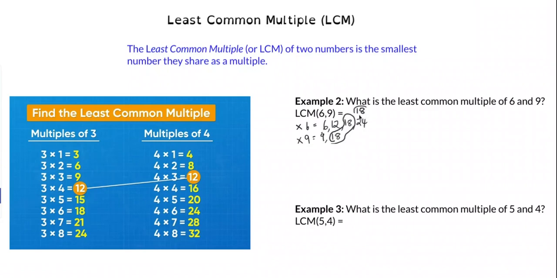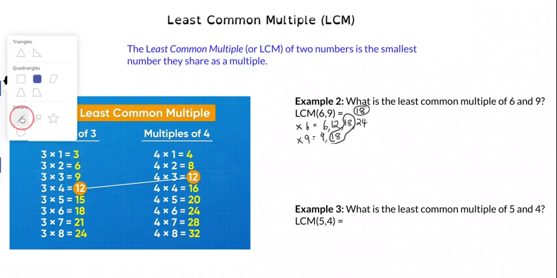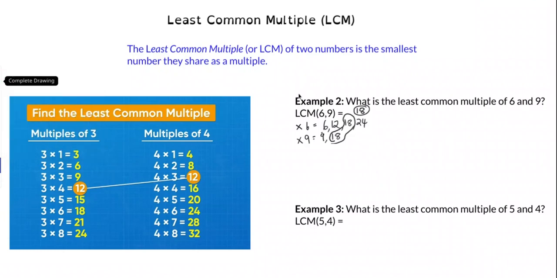That's our answer. Nice. Now you may be wondering if there's another way to do this, and the answer is yes. We can also use a factor tree to find the least common multiple. Let me split this up here. This would be a method using the factor tree.